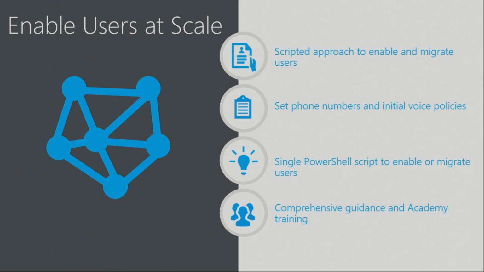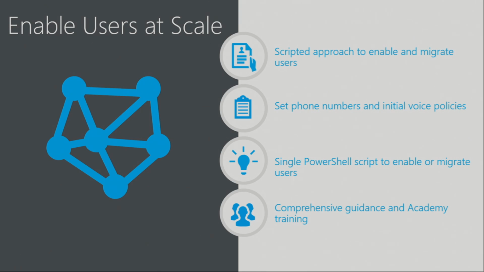Enabling users at scale. Right? Going into the web admin for Office 365 and enabling a couple of users, it's really straightforward. Right? A couple clicks and away you go. Do that for 1,000 users. Well, if I'm getting paid by the hour, it's probably not that bad. But there's got to be a better way to do it.